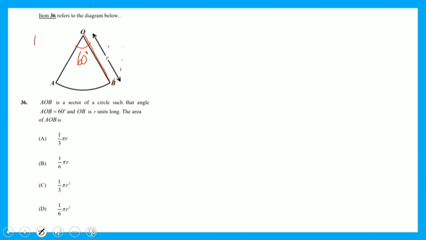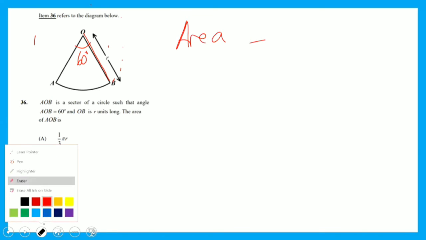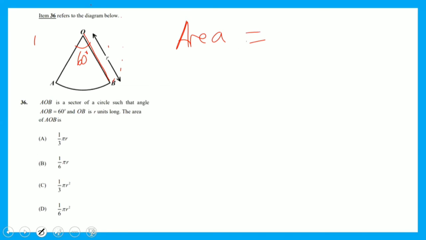Now, since we're finding the area of the portion of a circle, we are literally doing this: area of the sector equals a certain portion, and I'm going to write that as a fraction, of the total area. The total area would have been for the entire circle, and we are finding a fraction of that portion. So here we go. What would be the fraction?